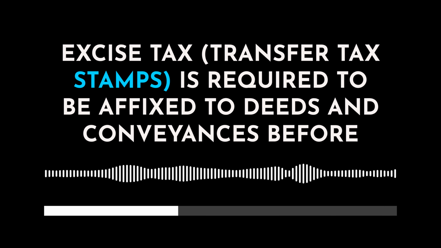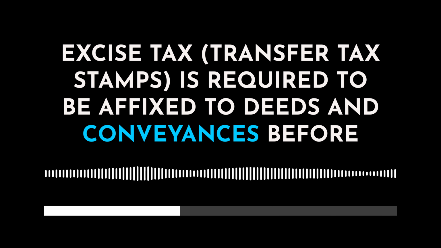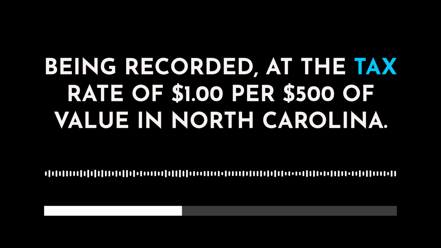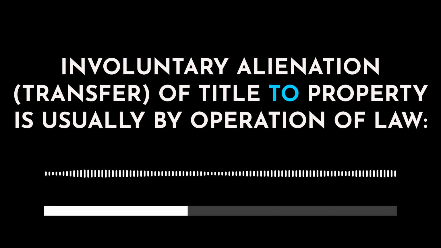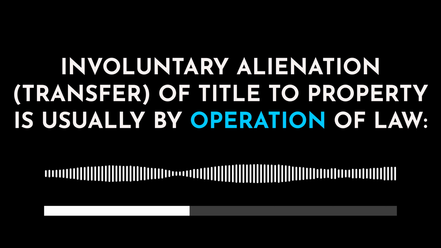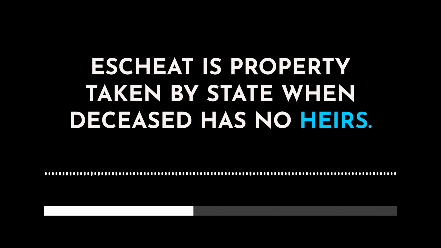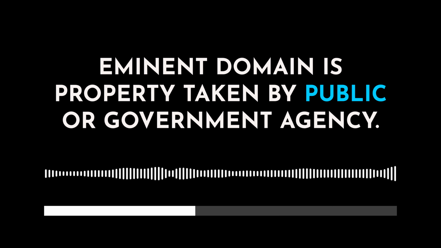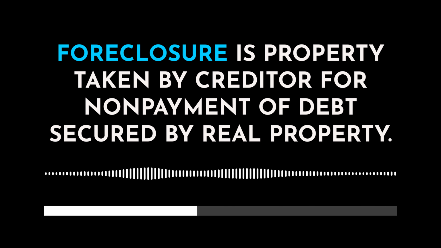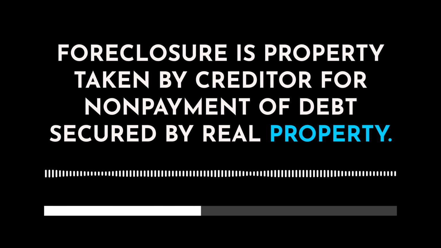Excise tax is required to be affixed to deeds and conveyances before being recorded, at the tax rate of $1 per $500 of value in North Carolina. Involuntary alienation of title to property is usually by operation of law. Escheat is property taken by state when deceased has no heirs. Eminent domain is property taken by public or government agency. Foreclosure is property taken by creditor for non-payment of debt secured by real property.